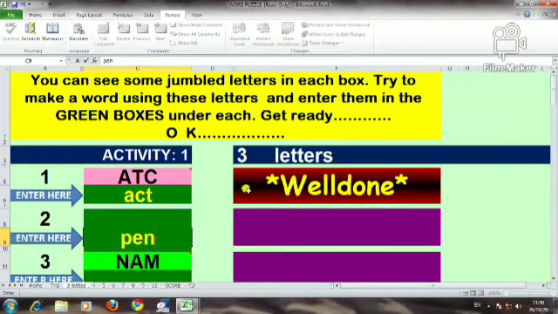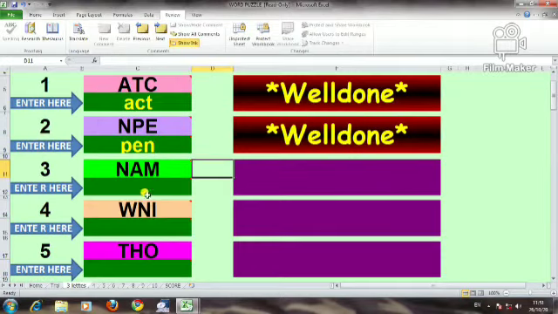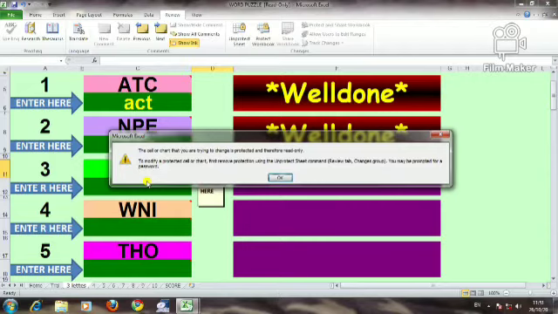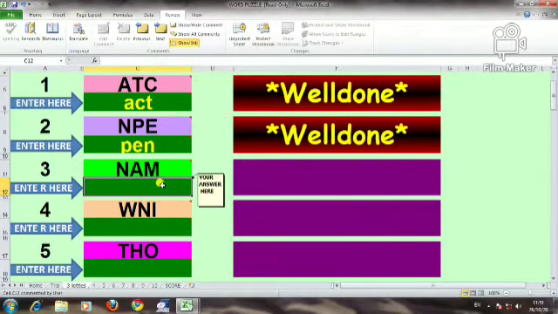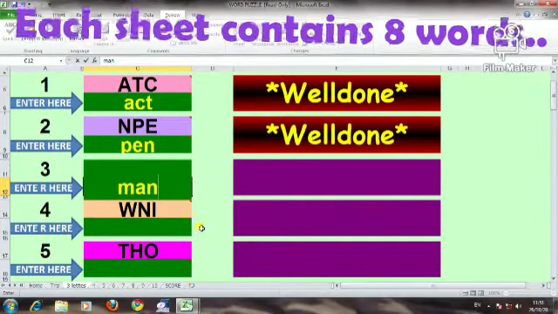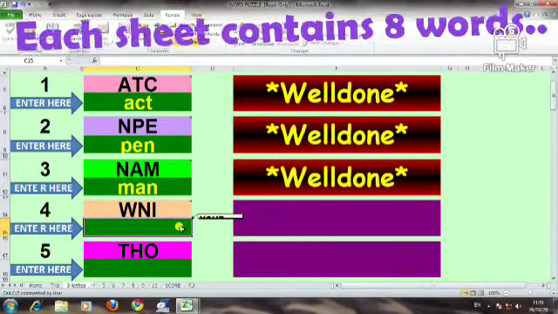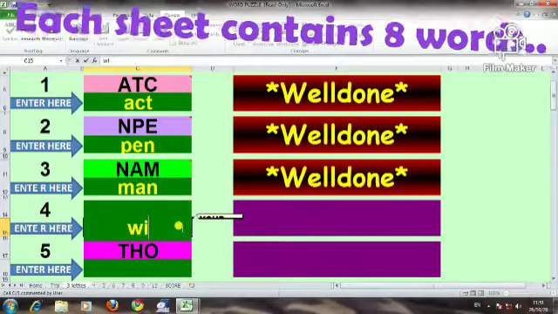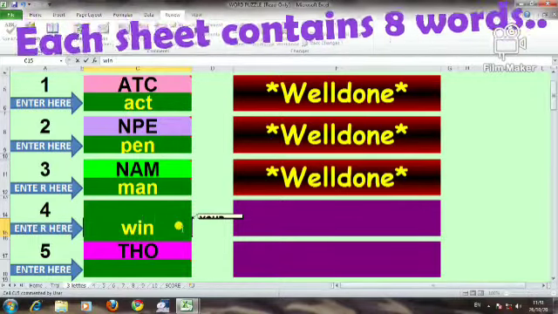We are entering pen here. Now you will get it. Well done. Now the next one is man. Man, M-A-N is added. Now you got well done, dear. The next one is, you can say, yes, win is the answer.